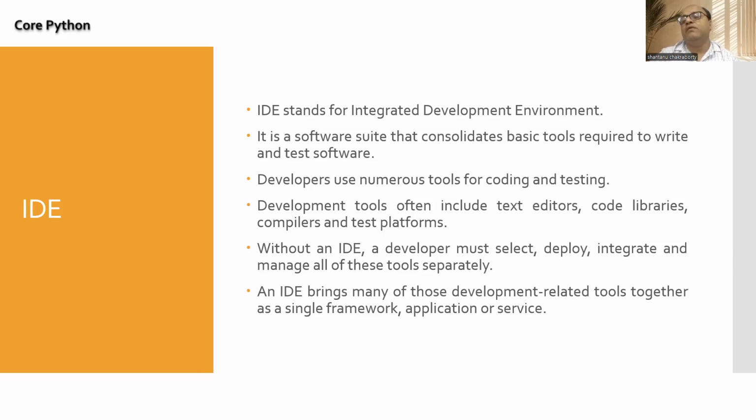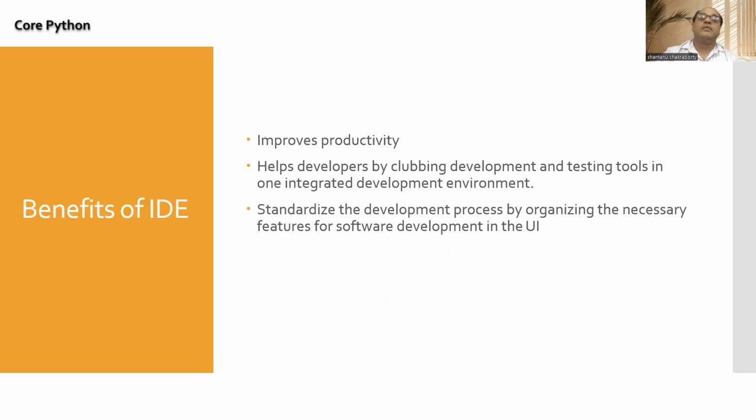We use Spyder or we use Jupyter, and various online Python environments such as Google Colab, where we can write, code and test the code. There are various development tools that we often include, which include a text editor, code libraries, a compiler, and a test platform. Otherwise, we must select, deploy, integrate, and manage these tools separately. So what is the benefit of using an IDE in Python?